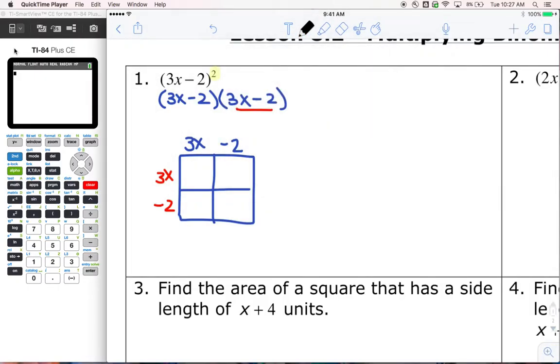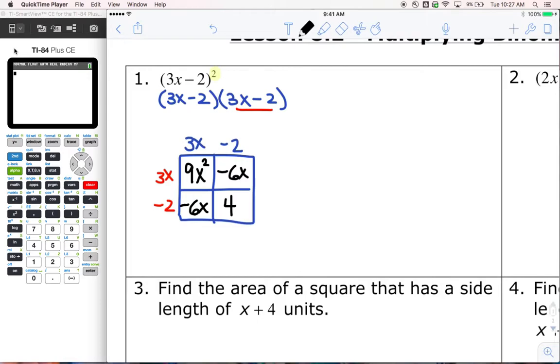So in this box, I'm going to multiply 3x times 3x. And 3x times 3x is 9x squared. In this box, I'm multiplying negative 2 times 3x. Negative 2 times 3x is going to be negative 6x. In this box, we're going to multiply 3x times negative 2, and we're going to get negative 6x again. And then finally in our last box, negative 2 times negative 2, which we know is positive 4.